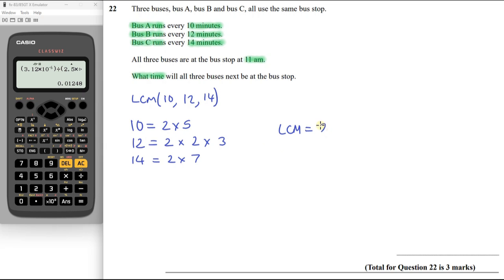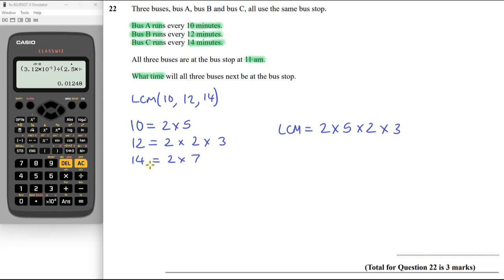So it has to have 2 times 5 in. So anything with 2 times 5 in will be a multiple of 10. Now, to be a multiple of 12, it has to have 2 times 2 times 3. Well, we've already got one of the 2's over here, but we need to have 2 times 2. So we need to multiply on another 2, and also we need to multiply on a 3. So now you can see 2 times 2 times 3 is 2 times 2 times 3.